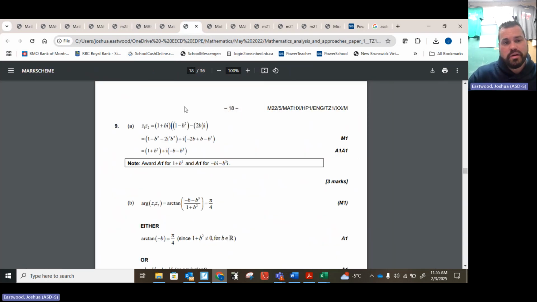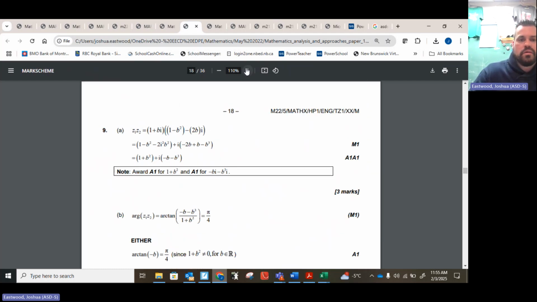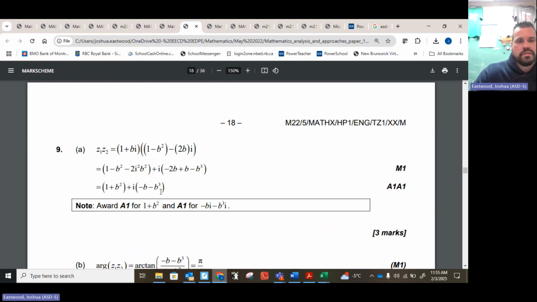So to save you the pain of watching me actually multiply them, you can see that's what we're doing here. So 1 plus bi times 1 minus b squared minus 2bi, and you just expand it. And what you end up with, if I zoom in, is this. So it's really, at this point, just algebra.